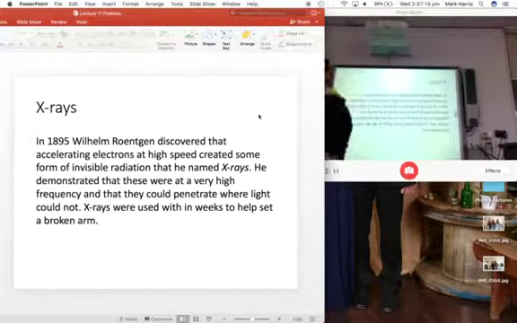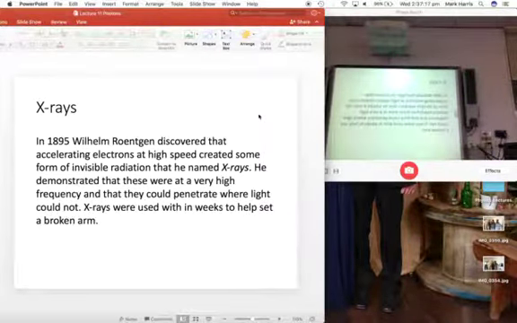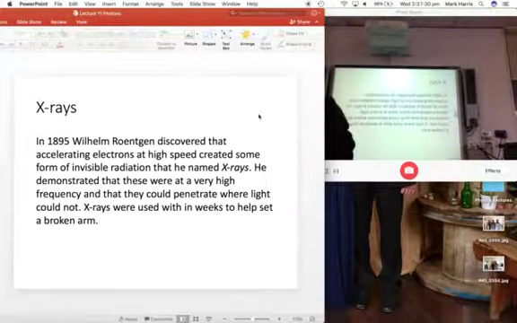Okay, so in 1895, Wilhelm Röntgen discovered that electrons with high speed create some form of invisible radiation, and he called them X-rays. Unfortunately, we never came up with a better name for it. I'm sure that he was expecting someone to come up with a better name, and they didn't. The unknown ray, but that just never came up with a better name.